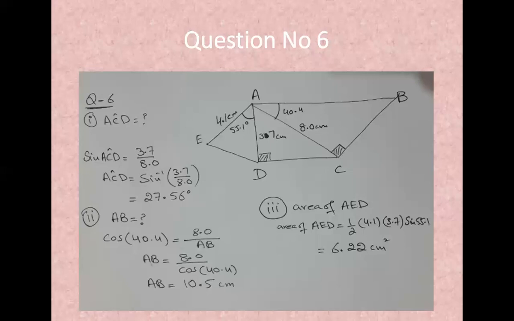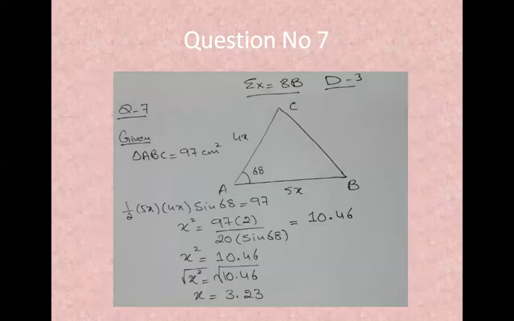The third part is find the area of the triangle AED. He wants you to find out the area of this triangle. It's a very simple question. The two sides of this triangle are known. This one is 4.1, this one is 3.7, and the angle between them is known, 55.1 degrees. So very easily I can find out the area of this triangle. Area of the triangle AED equals 1 divided by 2 into 4.1 into 3.7 into sine 55.1 equals, and that will give you 6.22 centimeters square. So these are the three parts of question number 6. Let's move to the next question.